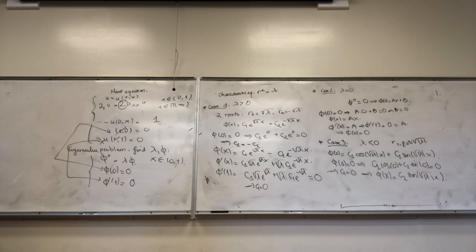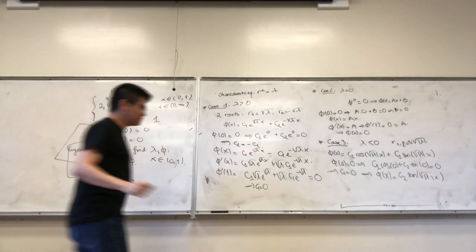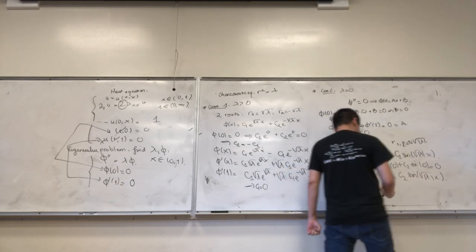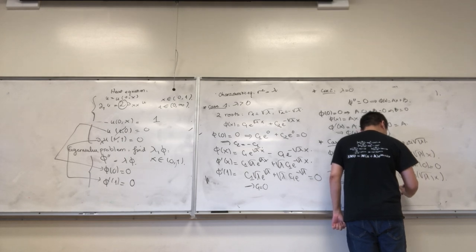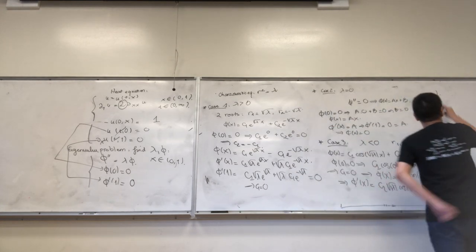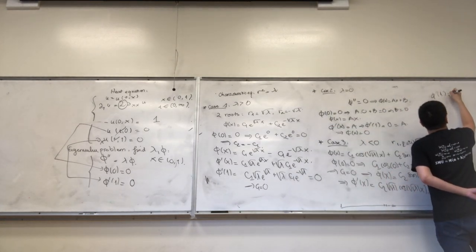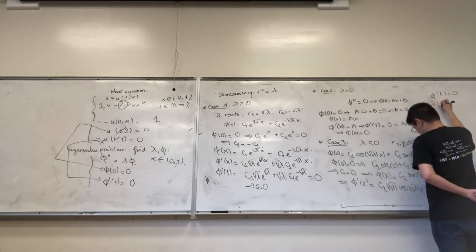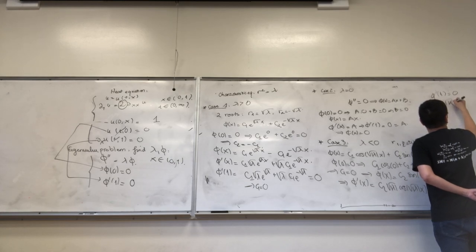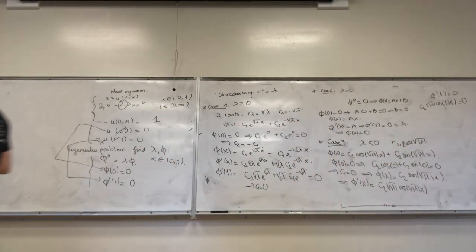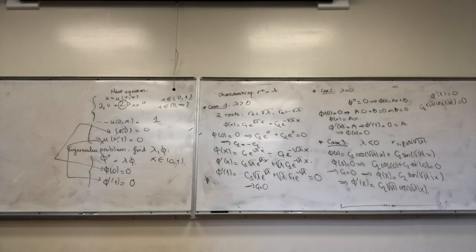Take the derivative and plug in the second. So now you want to take the derivative, right? So phi prime of x will be c2 square root of lambda cosine of square root of lambda x. And then you're going to plug in the second boundary condition. Phi prime of 1 is 0, which means that in this case you have c2 square root of lambda cosine of square root of lambda is 0. Right? So if cosine of square root of lambda is 0, what is the value for square root of lambda?